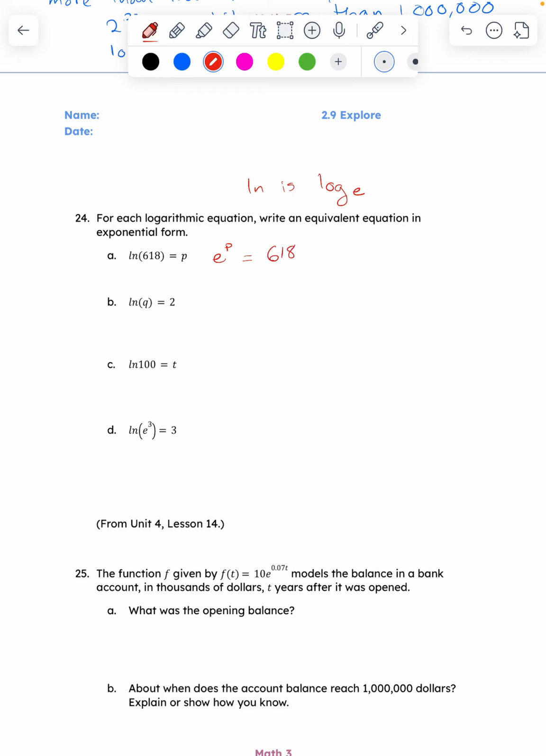Ln of q equals 2, e squared equals q. Huh, I love this problem. Ln of 100 equals t, e to the t equals 100. Right? Ooh, and now this one's funky. So ln of e cubed is 3, right? Then e from my base, cubed from this 3, equals what's in my parentheses, e cubed. Whew, easy peasy. Moving on.